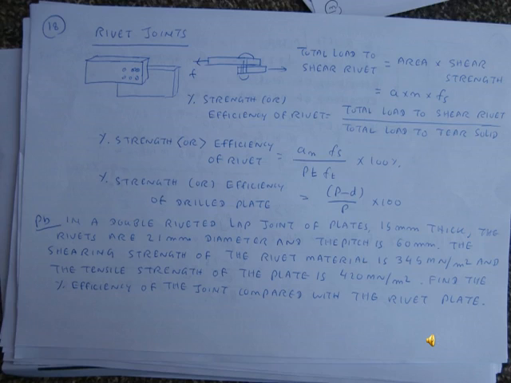The rubbers are 21 millimeter diameter and the pitch is 60 millimeter. The shearing strength of the rubber material is 345 meganewton per meter square and the tensile strength of the plate is 420 meganewton per meter square. Find the percentage efficiency of the joint compared with the rubber plate.